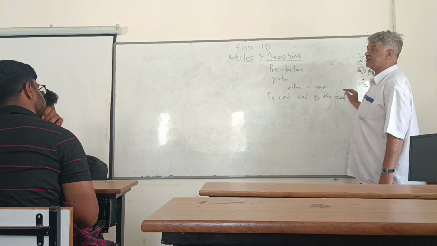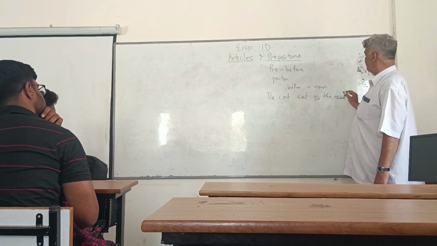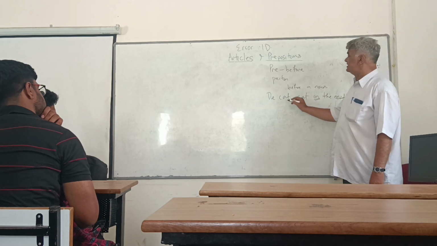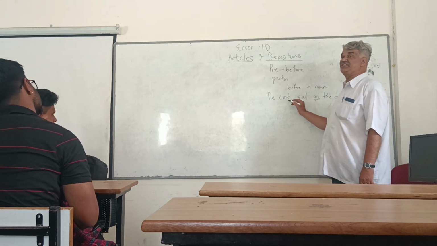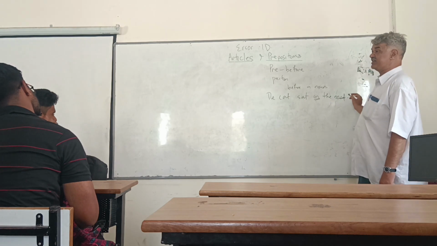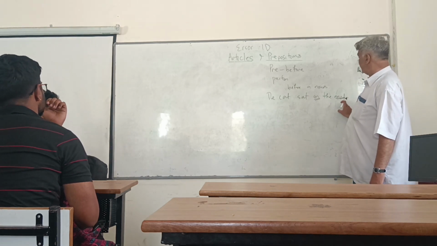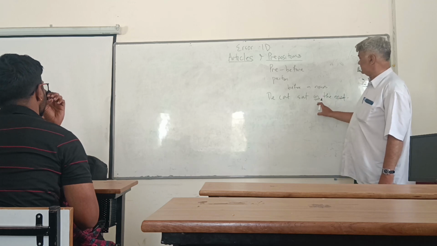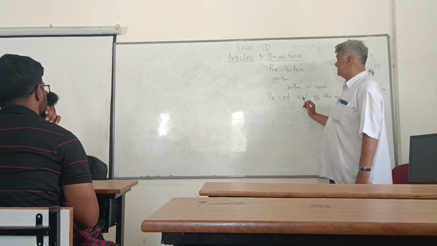Remember, the noun which comes at the end of a sentence is said to be in the objective case. Okay. Cat is said to be in the subjective case. Mat is said to be in the objective case. So we have a noun which comes in the objective case. Look before that and you have a preposition.